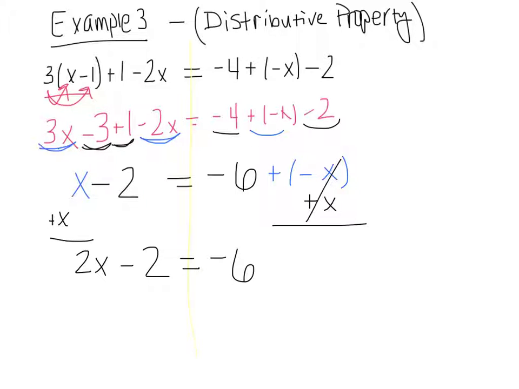Alright, now I've got my x's positive on one side. Let's get rid of anything else that's on that same side of the equation. I've got negative 2 on the left, so I need to cancel that out by adding 2.